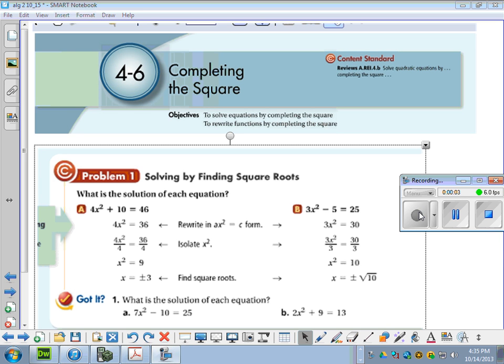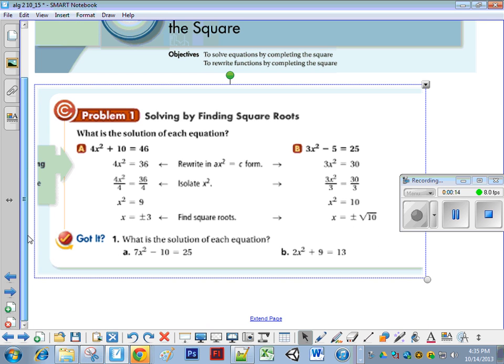Okay, today we're going to talk about completing the square. Now, for completing the square, what we want to do is practice a little bit with how to work with finding square roots. Now, here's a couple quick examples.